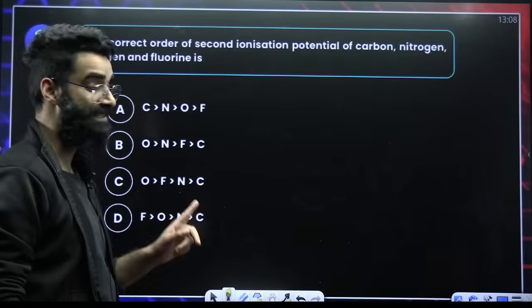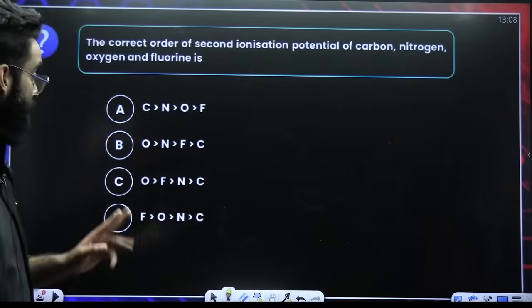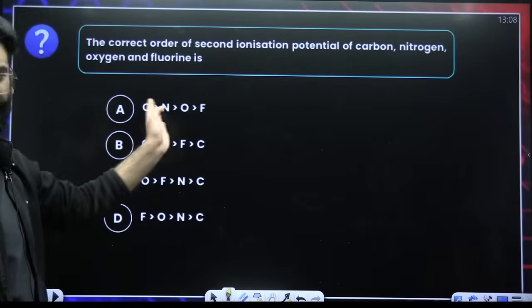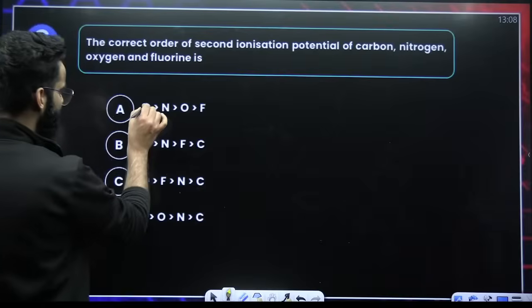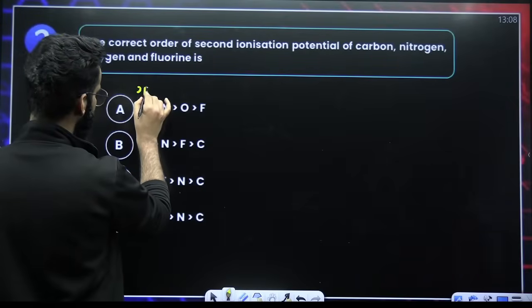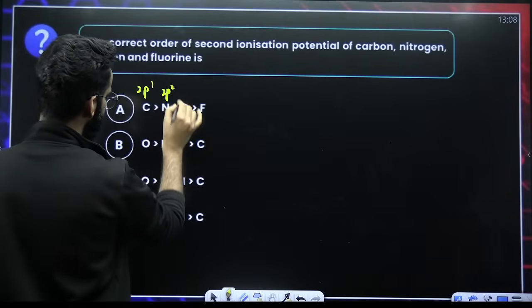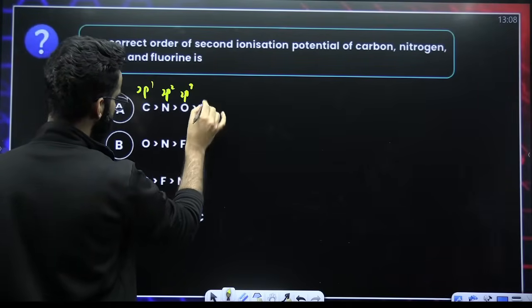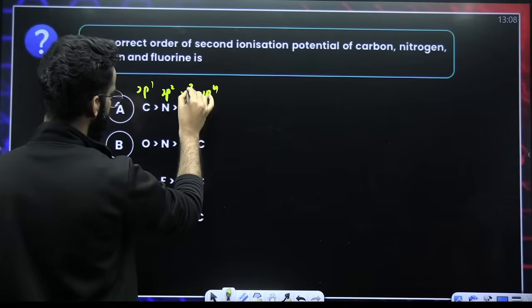The correct order of second ionization potential. Already you have taken one electron out. So when you take one electron out from carbon, it becomes a 2p1 configuration. This becomes 2p2, this becomes 2p3, and this becomes 2p4 configuration. Correct?